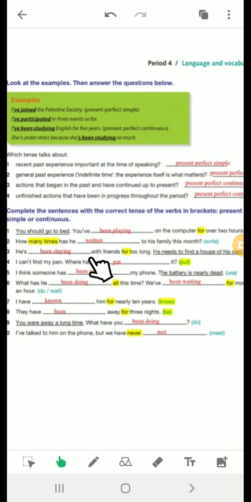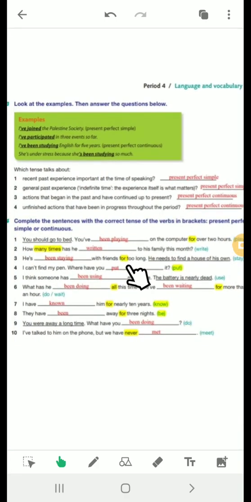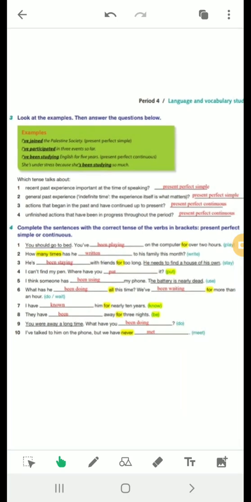Number 3: he's, the 's here is an abbreviation for has. He has been with friends for too long. Here we have too long, a long duration. He needs to find a house of his own. He has been staying, present perfect continuous.